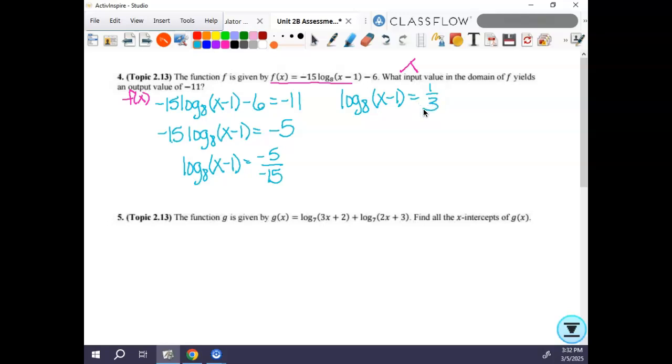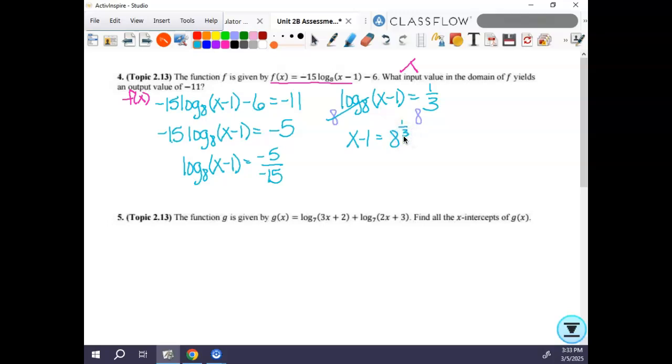Okay. I'm going to rewrite this in exponential form. I could do 8 to the 1/3 and go around in a circle. But remember, the other thing that I've shown you is that the base is 8. So I'm going to make both sides exponents with my base 8. And when I do that, these take care of each other. So I'm left with x minus 1 equals 8 to the 1/3 power.